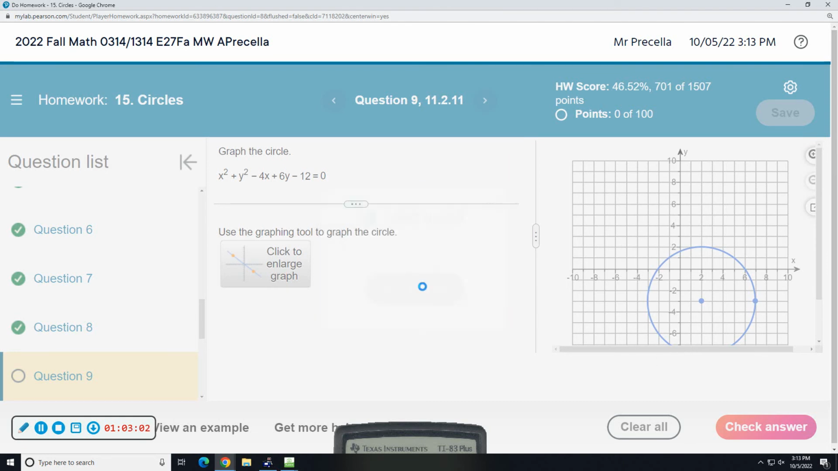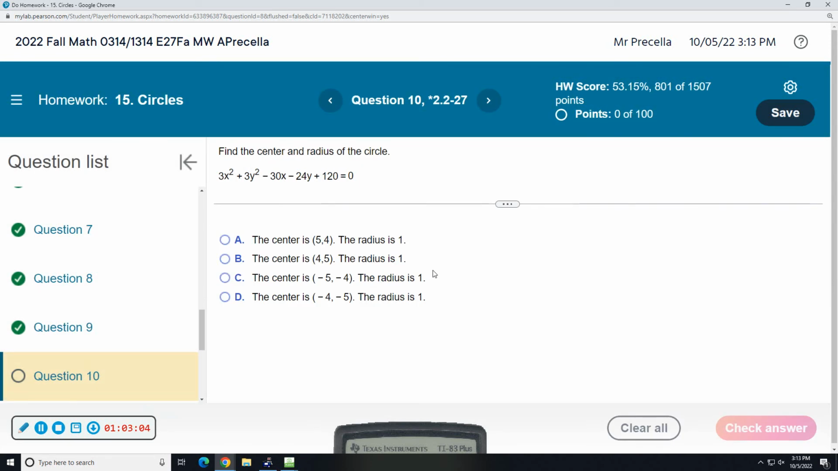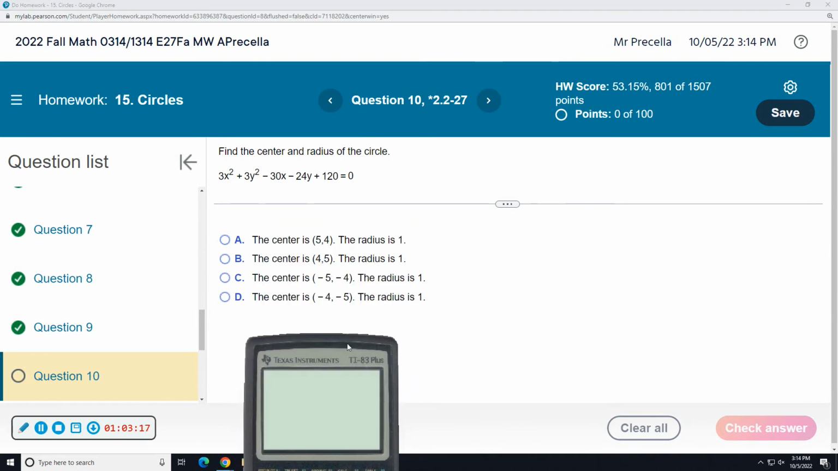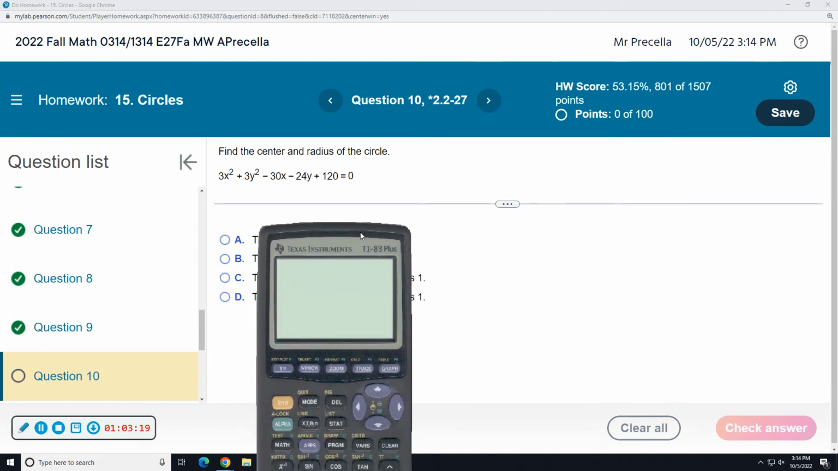Number 10. Oh, look at this one. Find the center, but not enough to draw the graph at least. That's like all they want is just to find the center and radius of the circle. And they're giving it to us as multiple choice. I'm going to cover those options up so y'all can't jump ahead before I'm ready for you to tell me the answer.